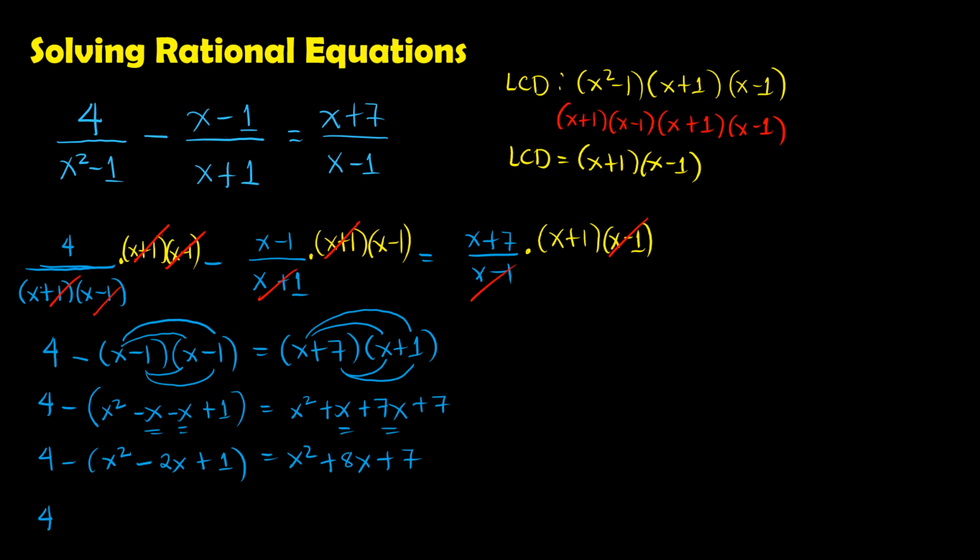Okay? So, positive x squared. When we distribute the negative, negative 2x will become positive 2x, and positive 1 will become negative 1. The right side, we have, copy muna, x squared plus 8x plus 7.